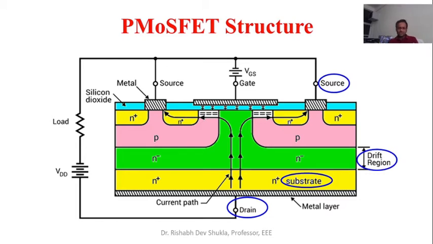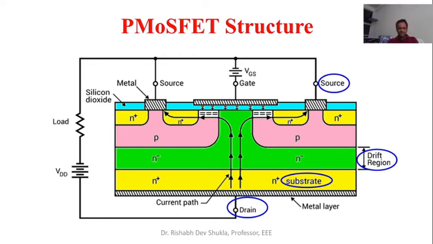Actually, we are using an N plus substrate over which the N minus layer is epitaxially grown, and afterwards two, maybe more than two, P regions are diffused. Furthermore, diffusion of N plus layers makes the complete structure of this power MOSFET. This is a planar structure, or diffused MOS, also called a DMOS, diffused MOS planar structure.